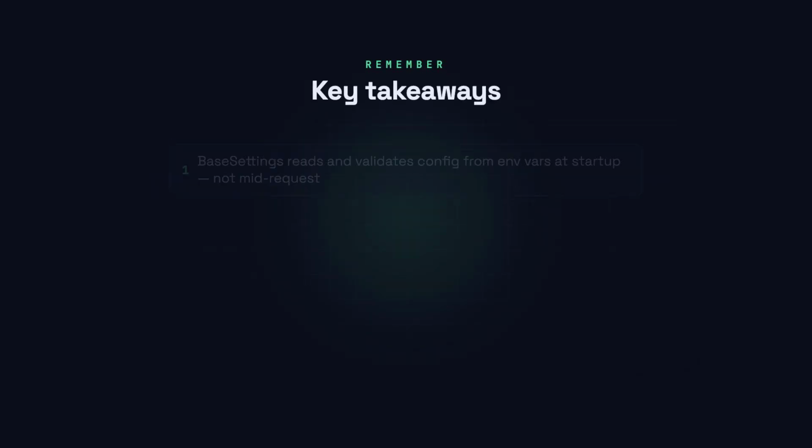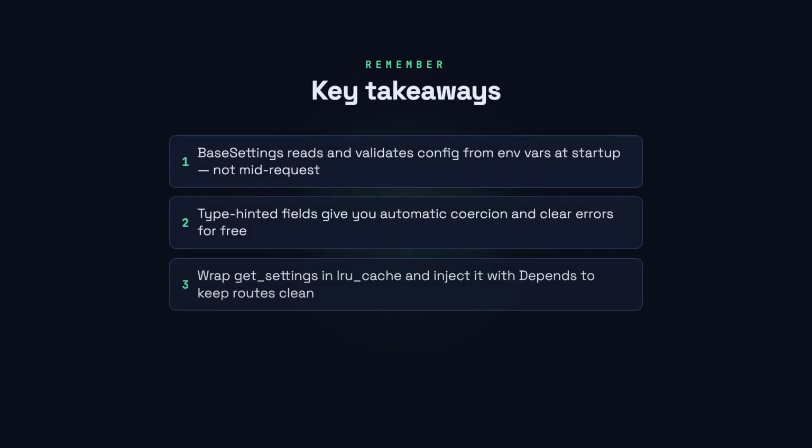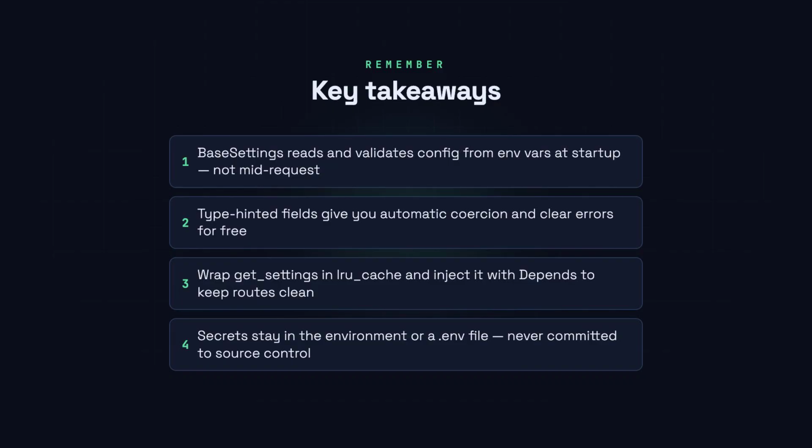To recap, BaseSettings centralizes all your configuration in one class and validates every value the moment the app starts, so bad config fails loudly and early. Type hints do the coercion work for you. A string in the environment becomes a proper boolean or URL in your code. The lru_cache plus Depends pattern gives you a single lazily built, shared instance with no globals. And because values come from the environment, your secrets never have to touch your repository.